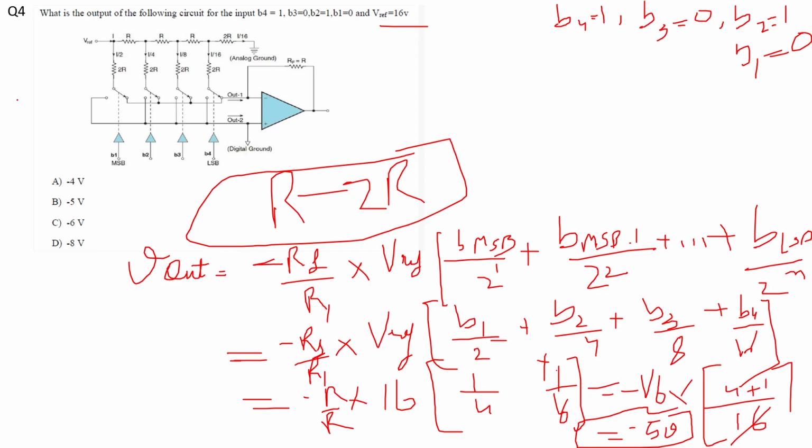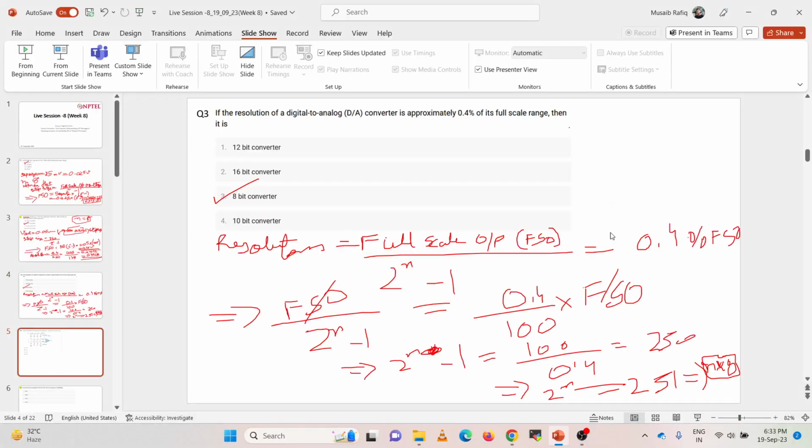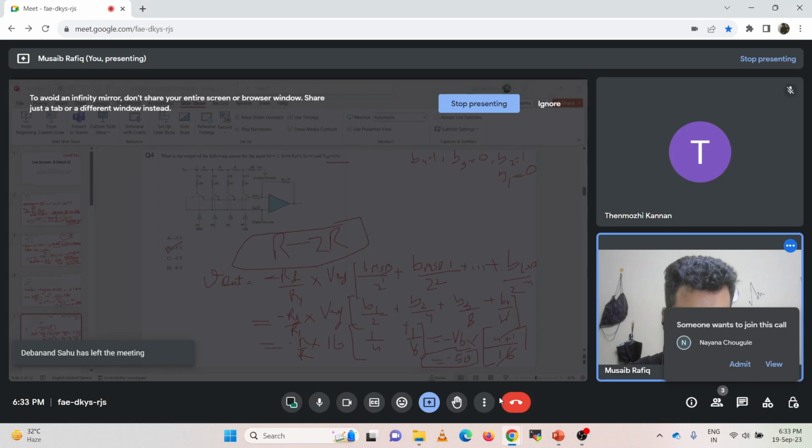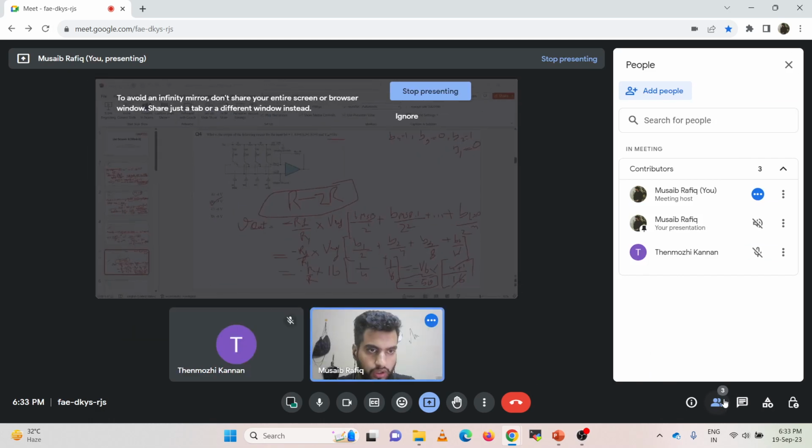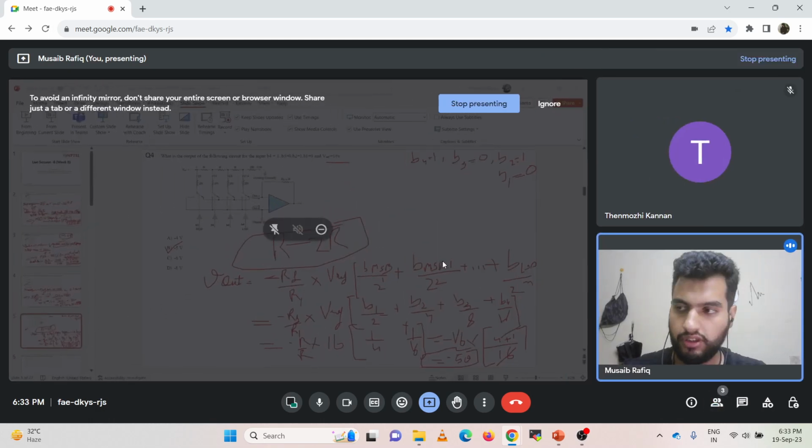Just simple mathematics. The only catch was that you need to figure out this was an R2R DAC, and then you write the formula for it, that is minus RF by R1 times VREF, B1 by 2 plus B2 by 4 plus B3 by 8 plus B4 by 16. So any doubts in this question?